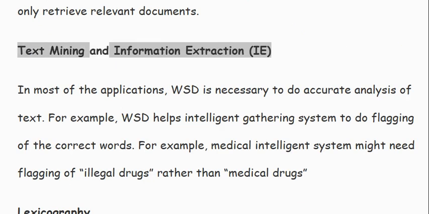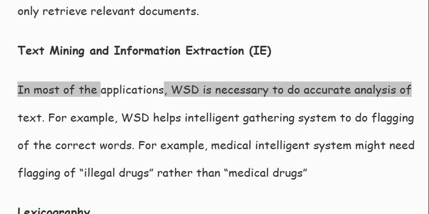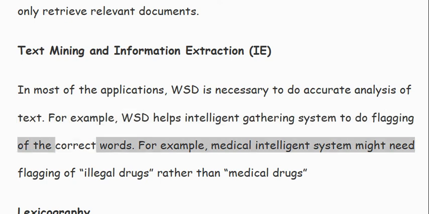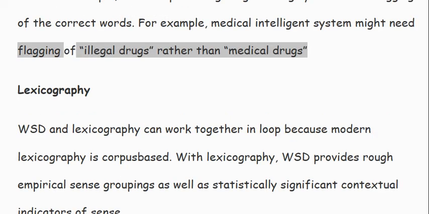Text mining and information extraction. In most of the applications, WSD is necessary to do accurate analysis of text. For example, WSD helps an intelligence gathering system to do flagging of the correct words. For example, a medical intelligence system might need flagging of illegal drugs rather than medical drugs.